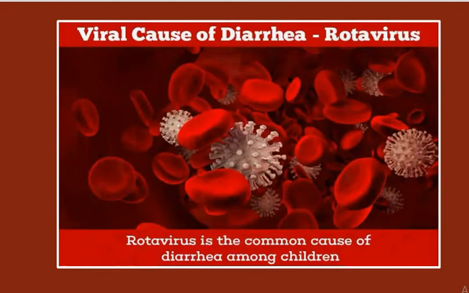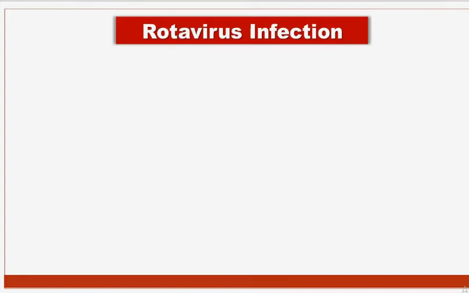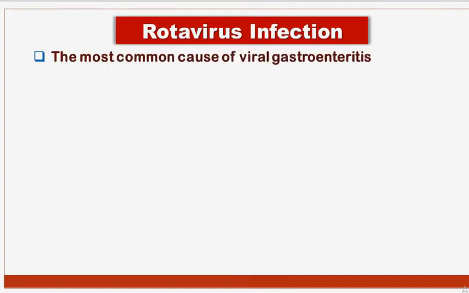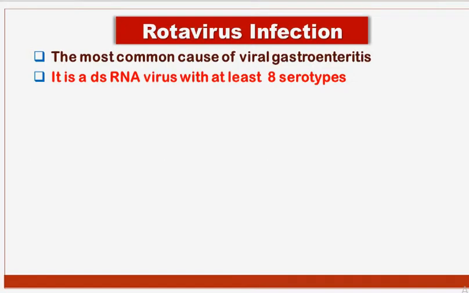Now we will talk specifically about the most common cause of viral gastroenteritis, which is the most common cause of acute diarrhea. So we are talking about the rotavirus. It is the most common cause, as I said, of viral gastroenteritis, and the most common cause of gastroenteritis is viral, and the most common cause of diarrhea is gastroenteritis. So that's why we talk specifically about the rotavirus.